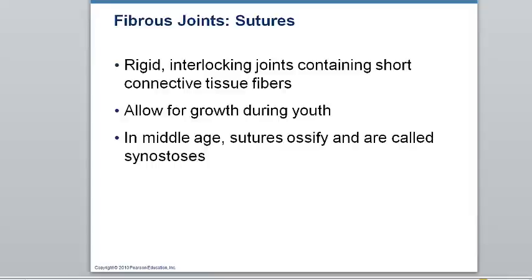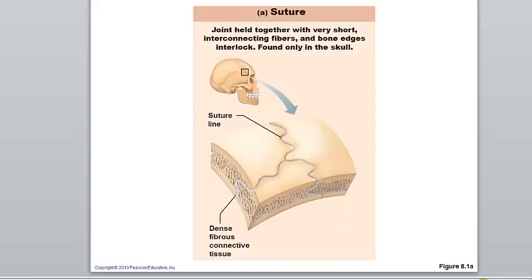Now, the reason why you have sutures is because while you're growing, you need that space, you need that mobility initially. But as you get older, these sutures ossify and become synostosis. It's no longer called a suture because it becomes calcified, ossified, hence synostosis. These sutures actually contain connective tissue fibers.